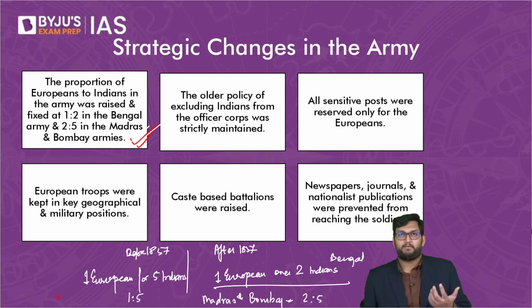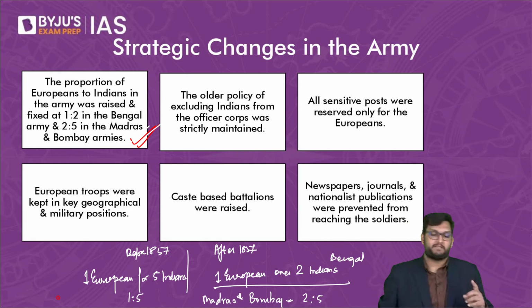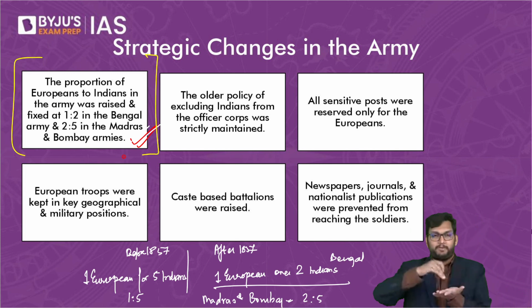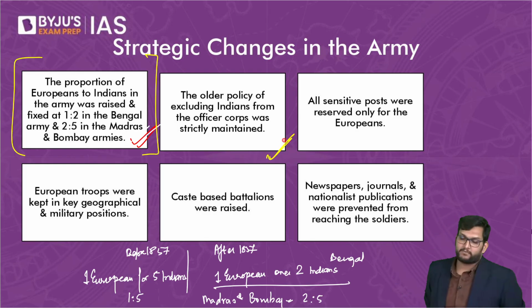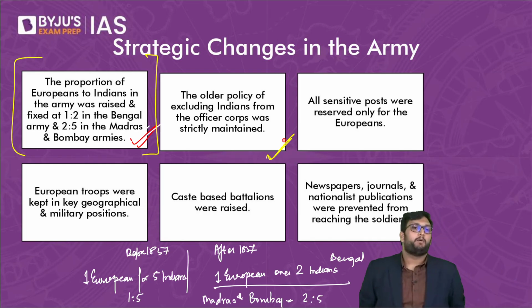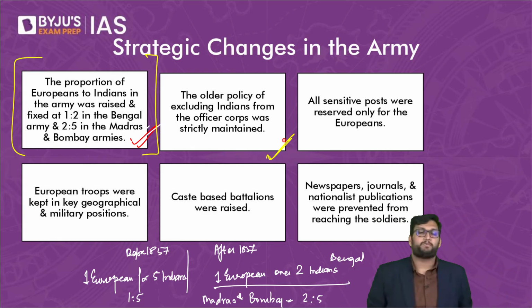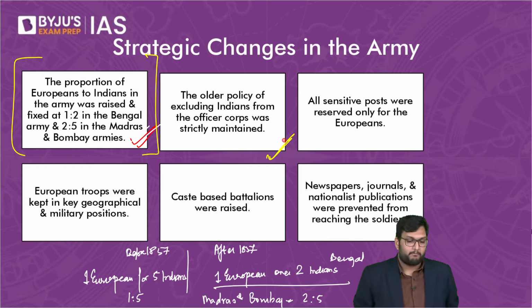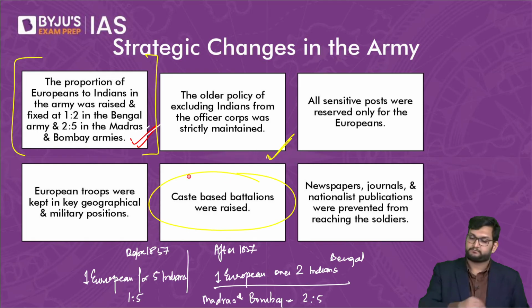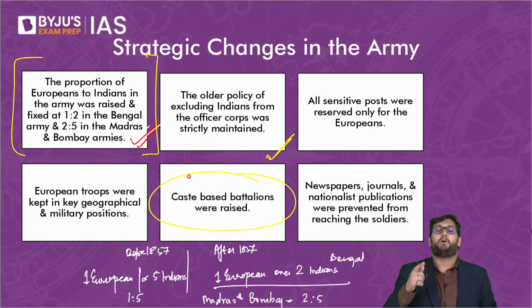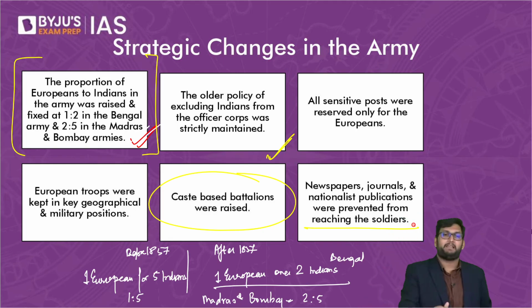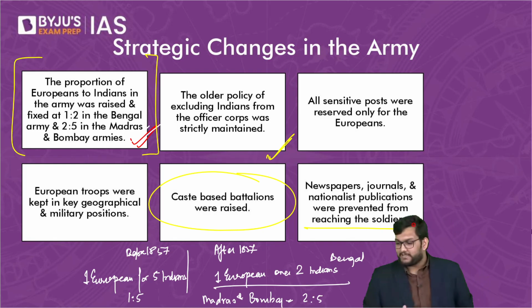So these are the more substantial changes. At the more grassroots level, the Crown comes in, and the first thing it does is change the structure of how many Europeans over how many people. The older policy of excluding Indians from the officers' corps was strictly maintained, that no Indian will become an officer. All sensitive posts were reserved for Europeans. European troops were kept in key geographical military locations. Caste-based battalions were raised. They went back to the concept that we will not try to touch their caste, let them have their caste-based battalions. And now soldiers were not allowed to read newspapers, journals, and nationalist publications. Therefore, de-radicalize the whole army.